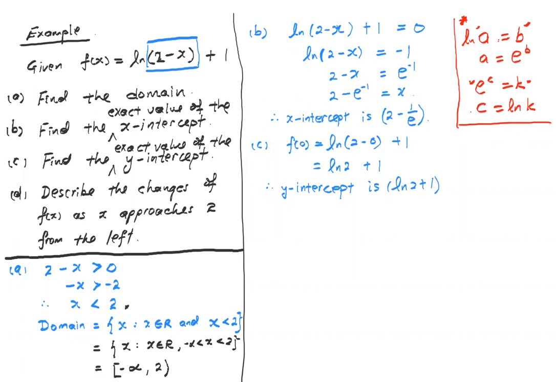Okay, I'm going to describe part D. Do you know part D? I said describe the changes of f(x) as x approaches 2 from the left. The reason the question is set in such a way, from the left, is because here. If I use the graph just now for part D, my vertical asymptote is x equals 2. Correct?